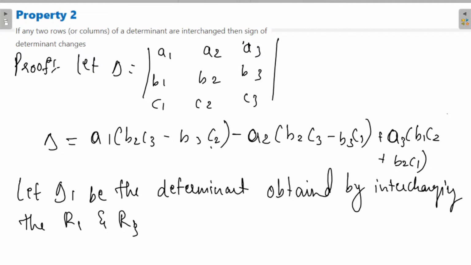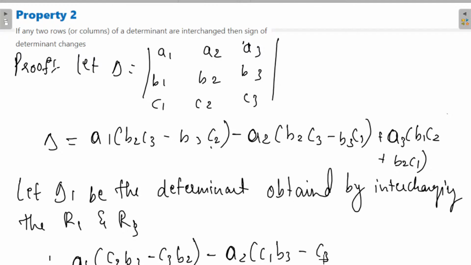Okay, let me write that delta 1 here. You can easily compare that. So let me write delta 1 over here. This is your A1, this is C2 B3 minus C3 B2, minus A2, here C1 B3 minus C3 B1, plus A3. What was your A3? That is C1 B2 minus C2 B1.